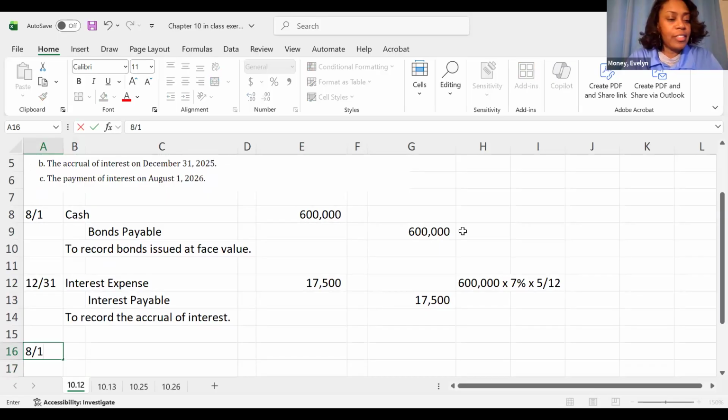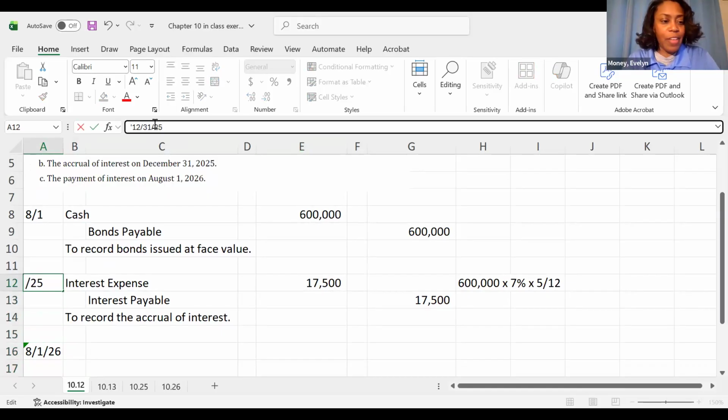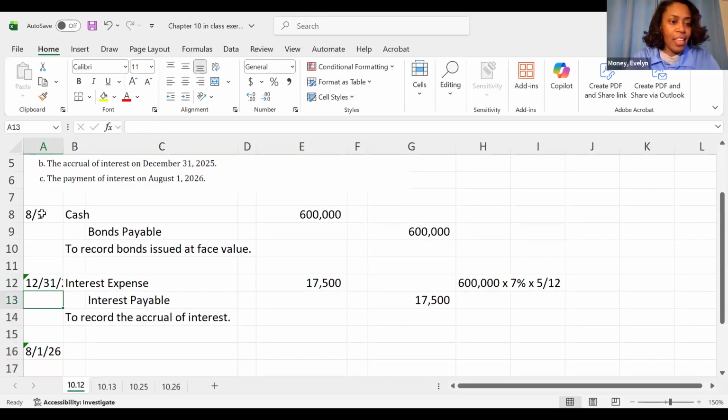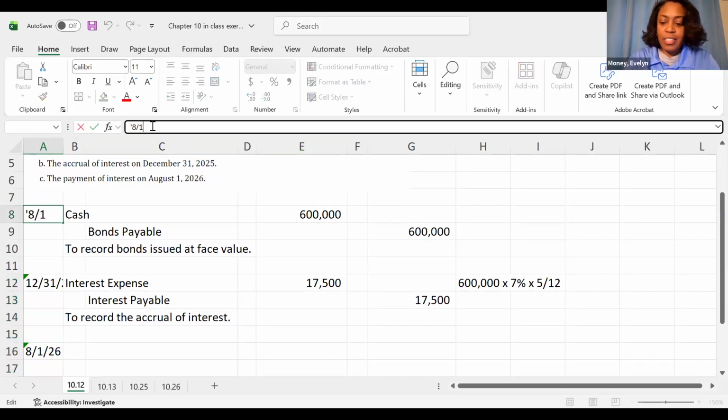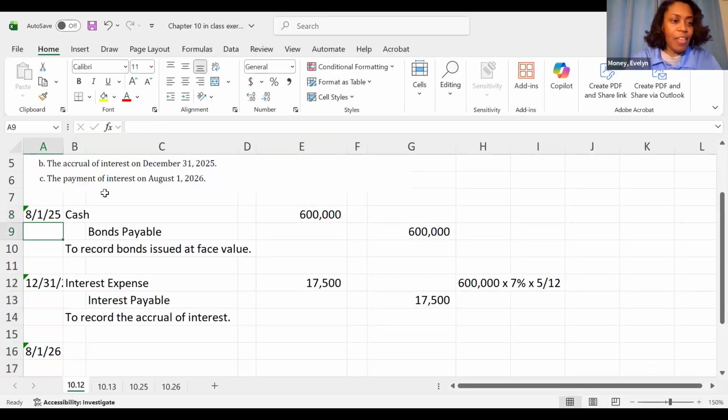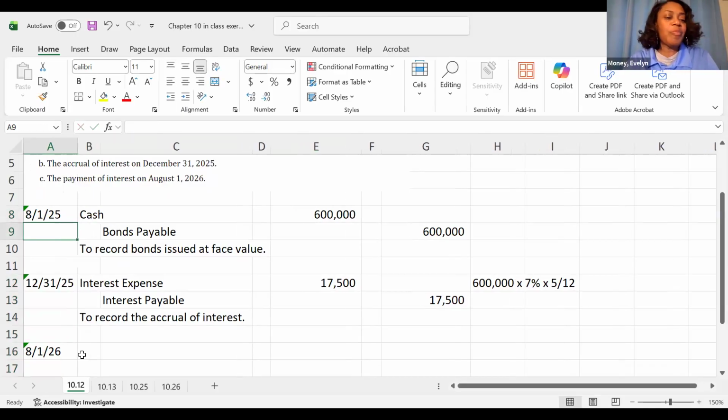Now, one more entry. We speed up time. I should have included the years here because 8/1/26. I forgot we were crossing years. And this one is 25. And then this one is 25. And then, of course, it's not big enough for you to see. There we go. All right, on 8/1/2026, it's time to make the interest payment.